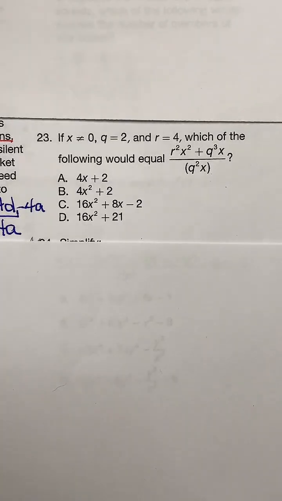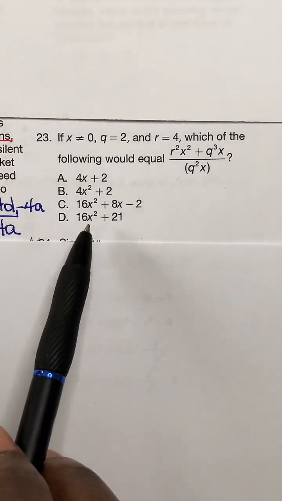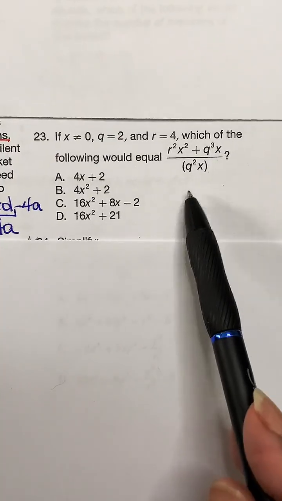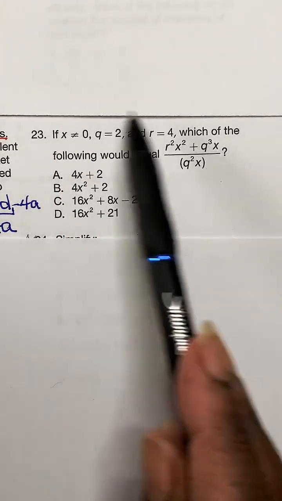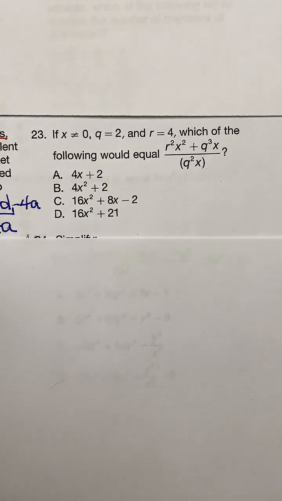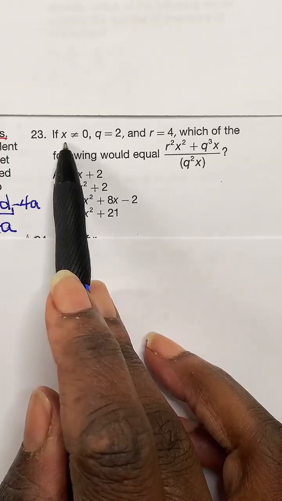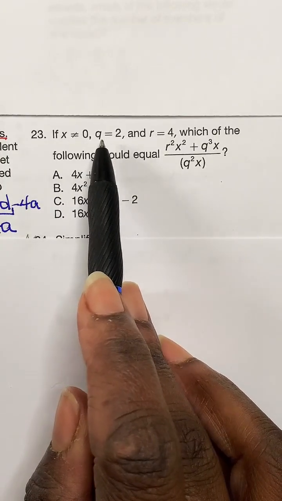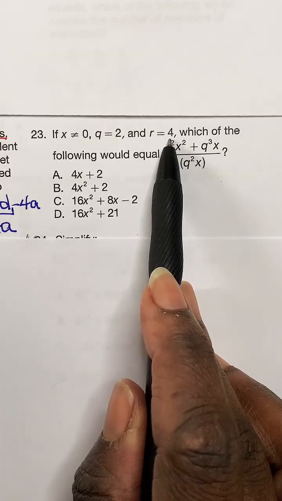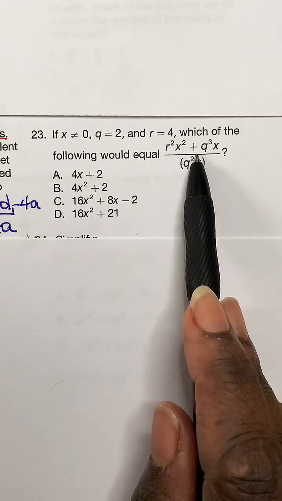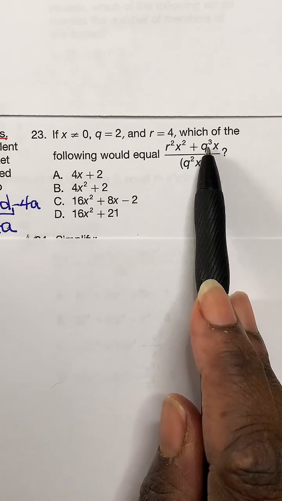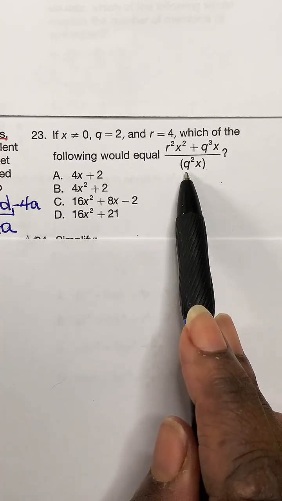Okay, 4-point questions have a little more difficulty, but it's mostly equations of lines. And also we have some evaluations. So a question like this on the GED or any high school equivalent is like a 3-point question right here. And we want to get as many of those 3 and 4-point questions as we can. So they said if x does not equal 0, q equals 2, and r equals 4, which of the following would equal r squared x squared plus q cubed x over q squared x?